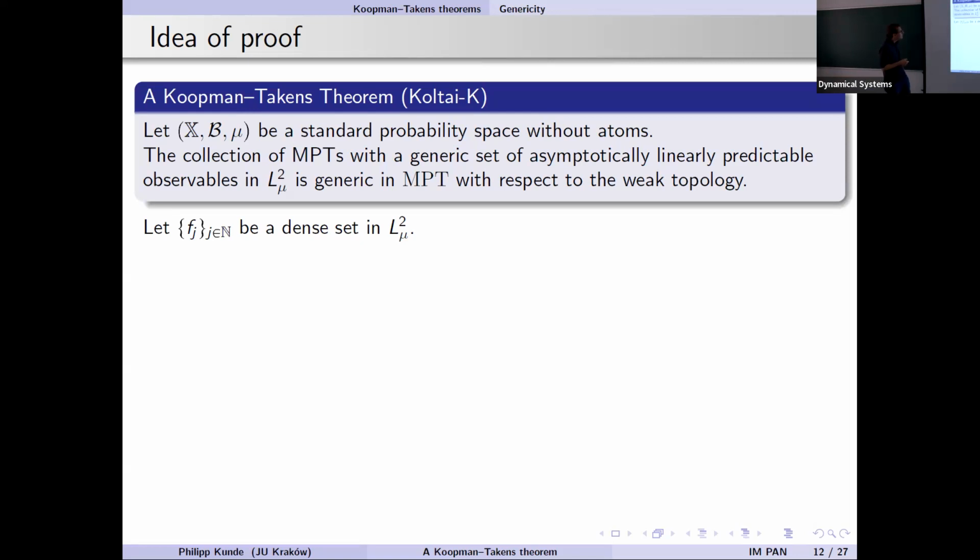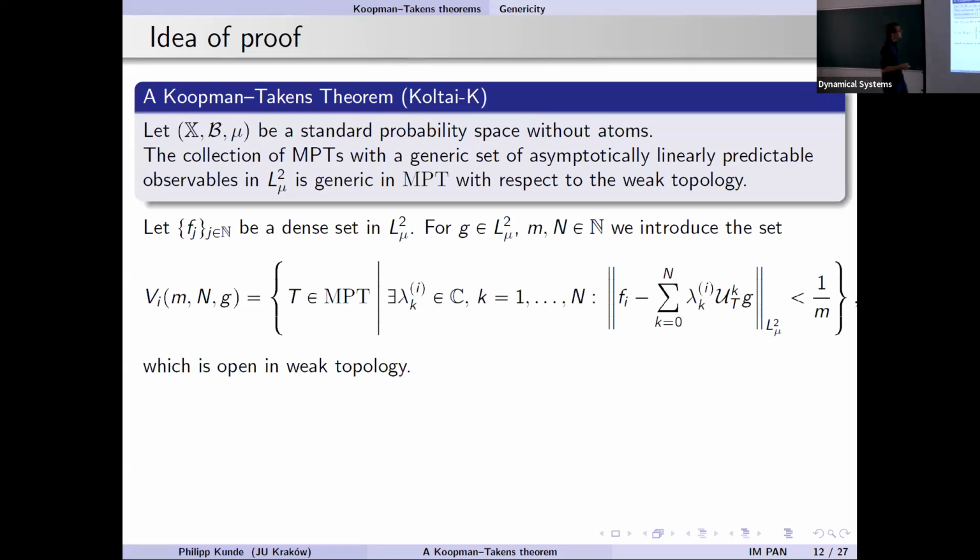Let's fix a countable dense set in L2, which we denote by f_j. Then we look at the following neighborhoods in the measure preserving transformations, for an observable g and positive integers m and n. We have the following sets, namely the collection of transformations where there exist numbers lambda such that we can approximate our ith element in our countable collection to a precision of 1 over m by a linear combination of iterations of this observable g.